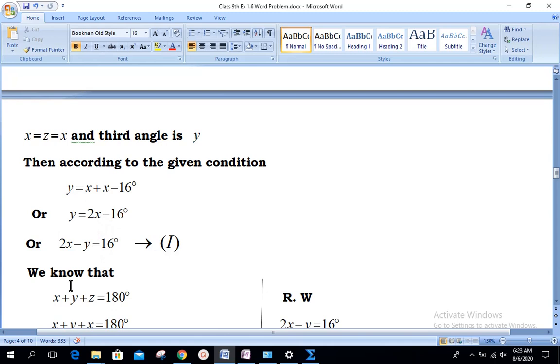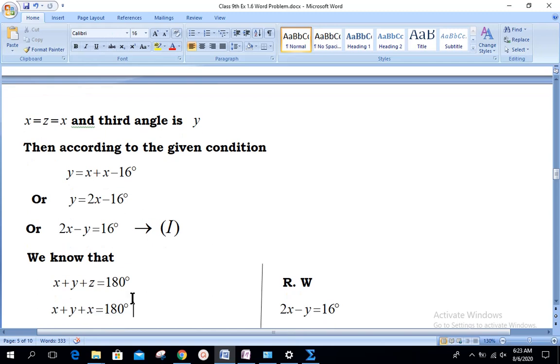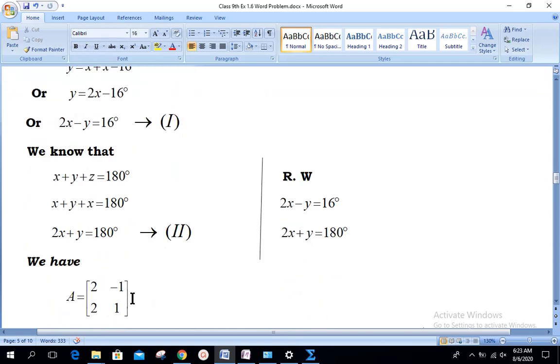Then the rule: we know that the sum of three angles of a triangle is equal to 180 degrees. Using this rule, I have x plus y plus z is equal to 180 degrees, and I utilize z is equal to x, so x plus y plus x is equal to 180 degrees. Now we have 2x plus y is equal to 180 degrees, and that is my equation number 2.